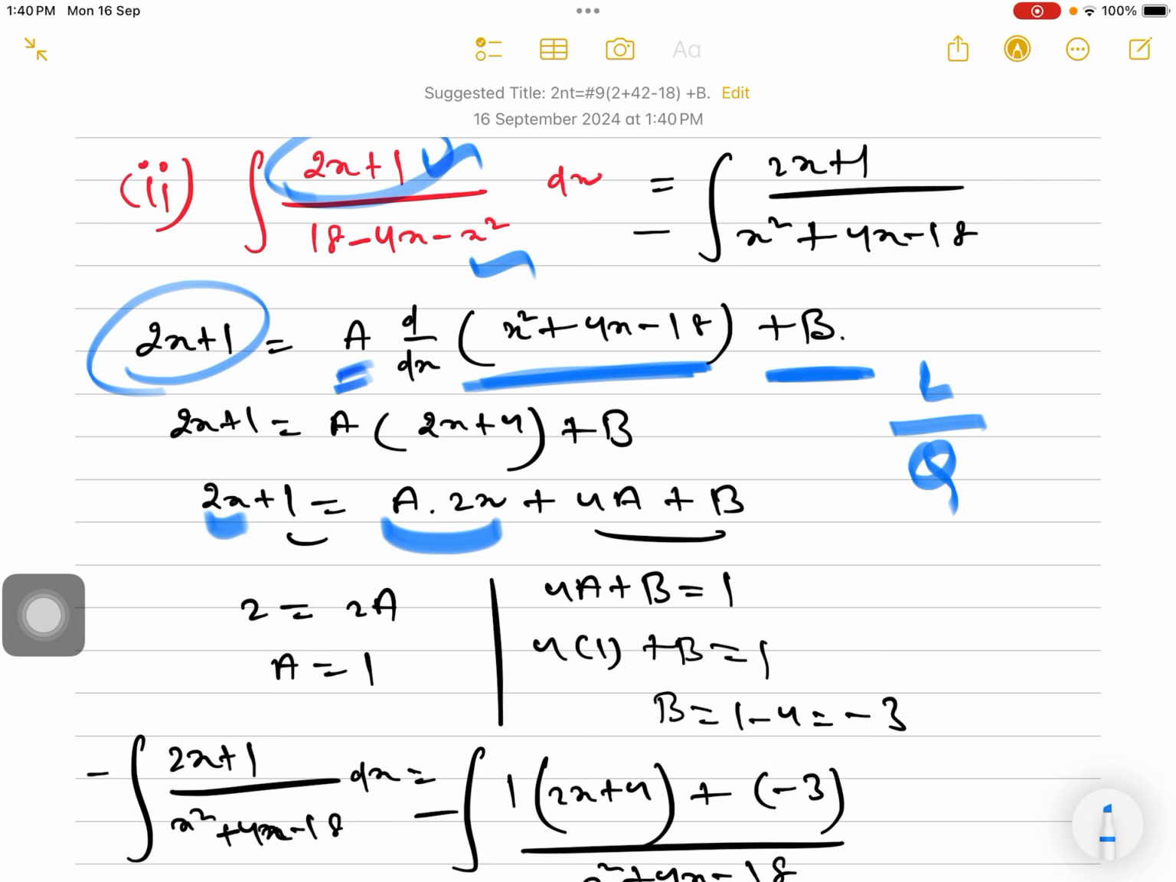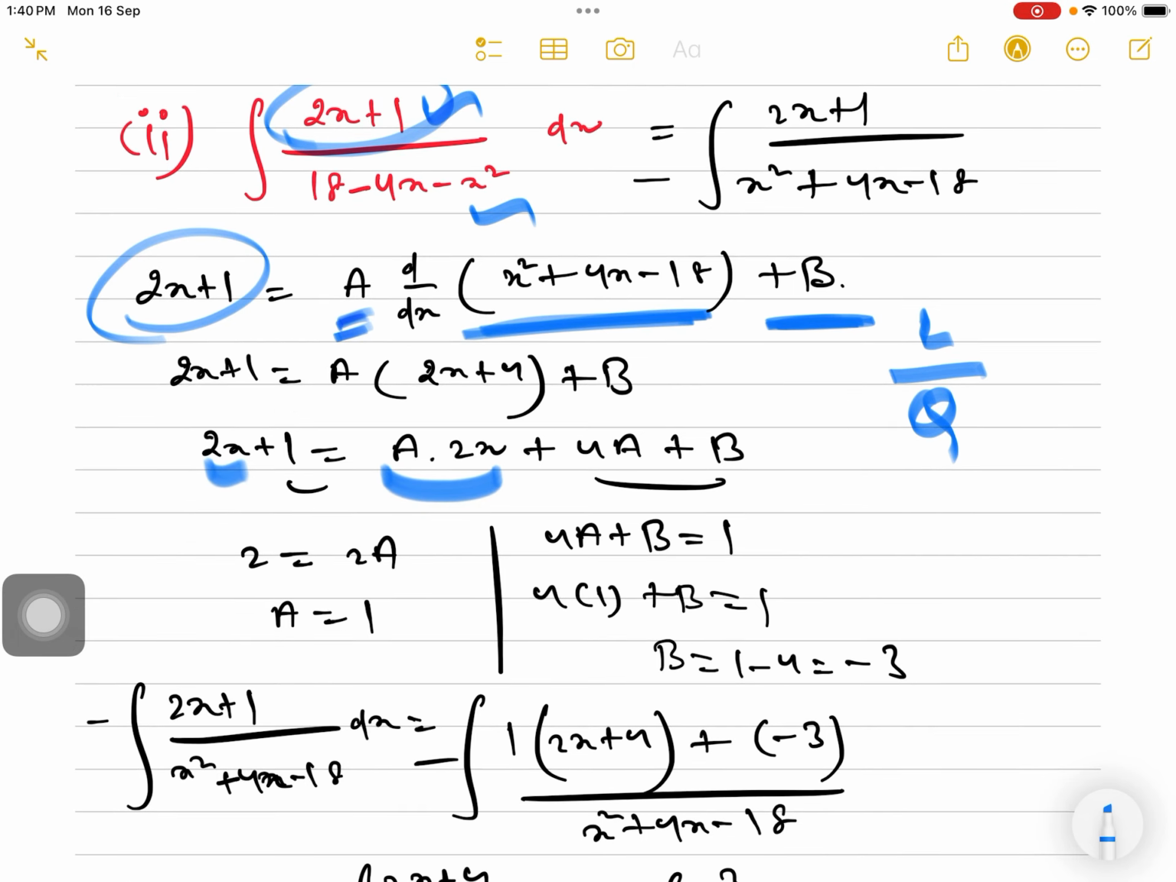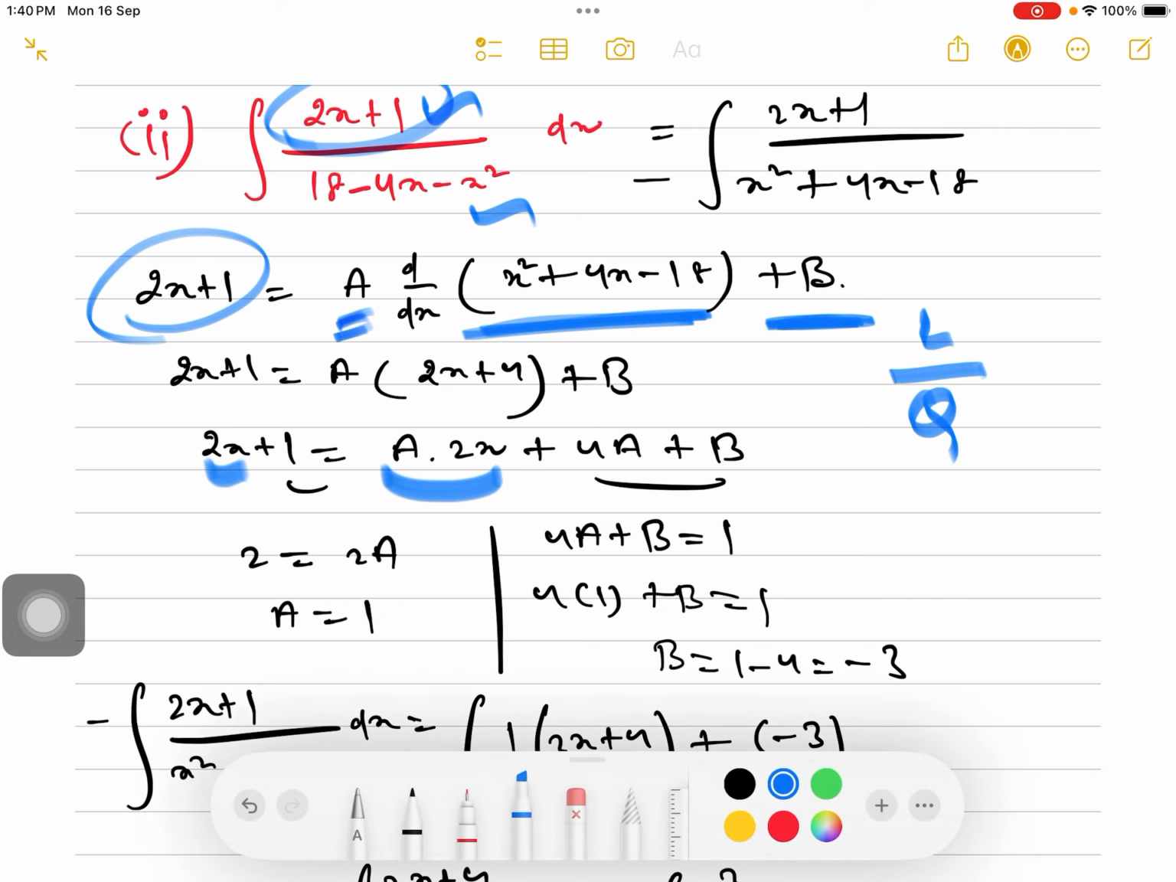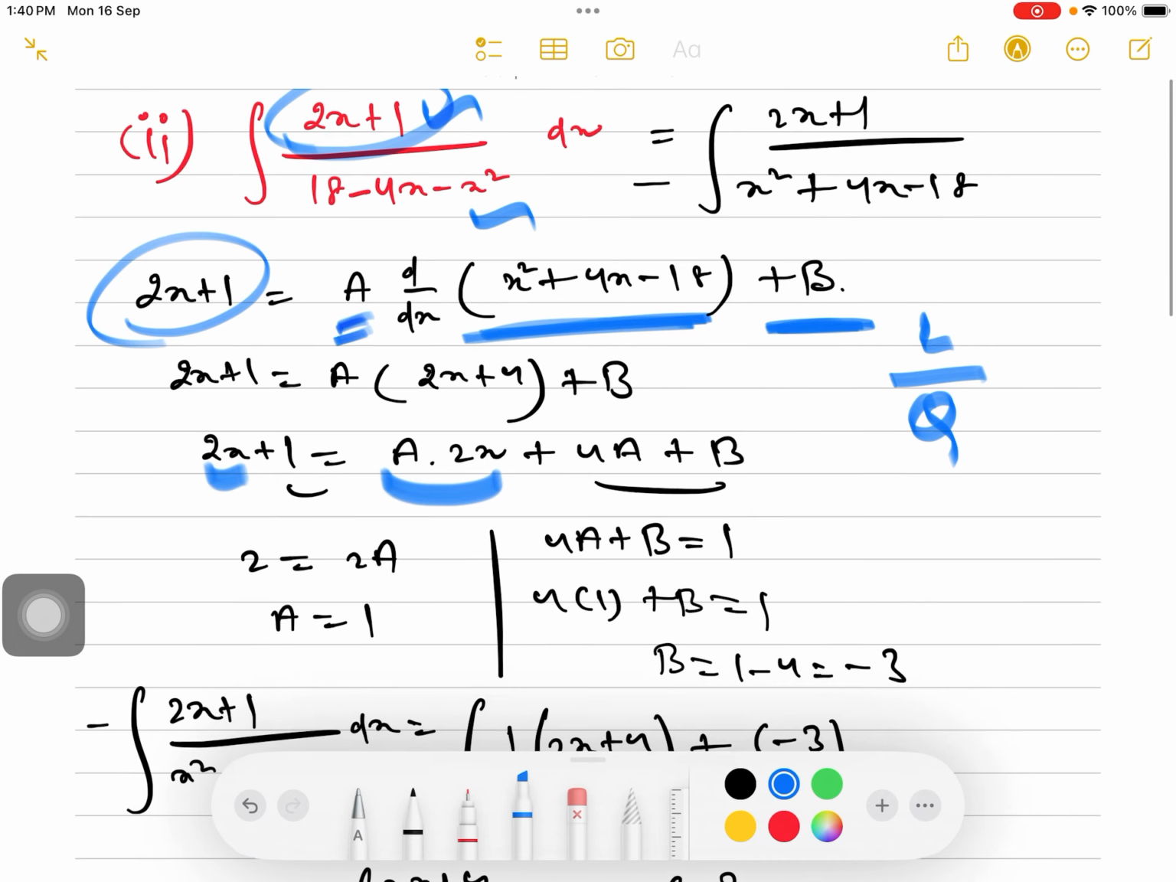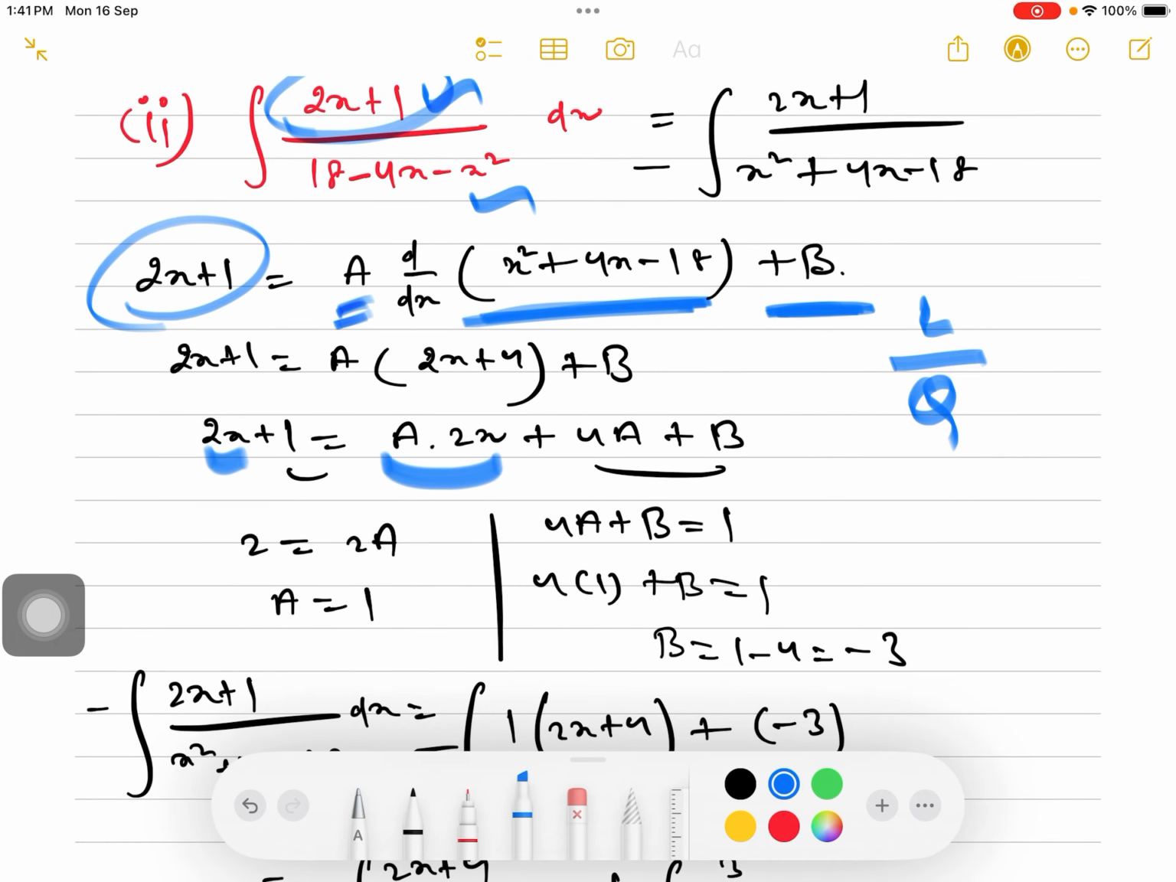So we wrote 2x + 1, which is our linear function, equals a times the derivative of x² + 4x - 18. This is our quadratic. One thing only I did here: see, here x² is negative, so I took the negative sign common and took it out of the integration. So inside, x² will be positive, 4x will be positive, and 18 will be negative. I always keep x² in a positive form.